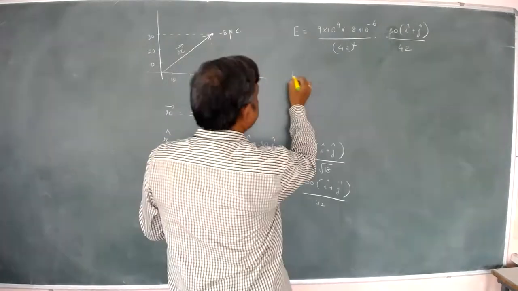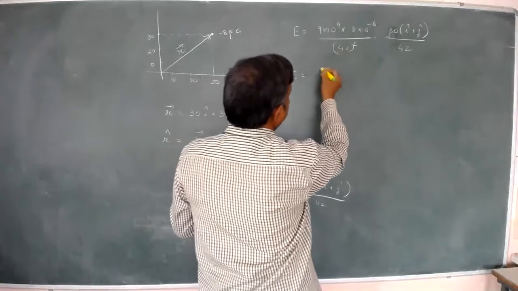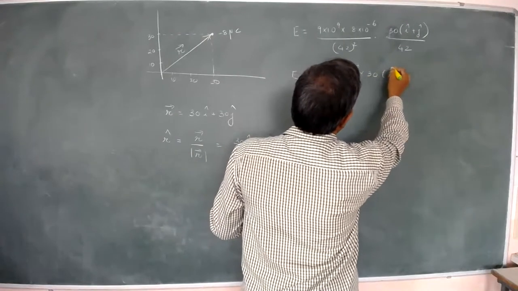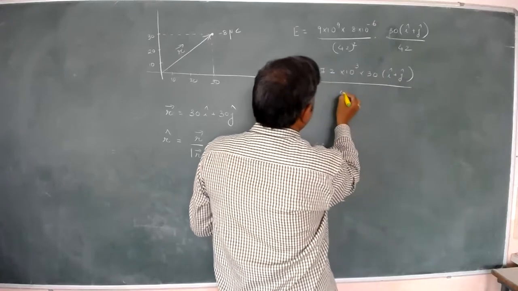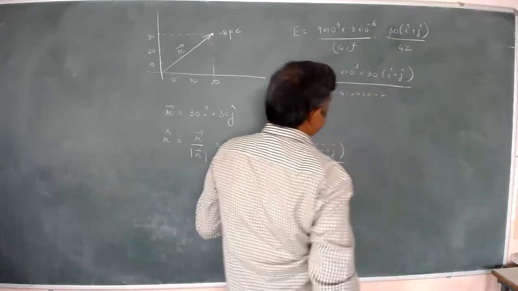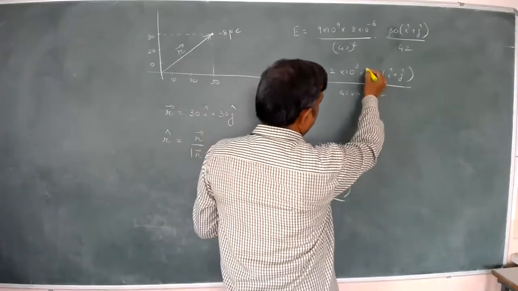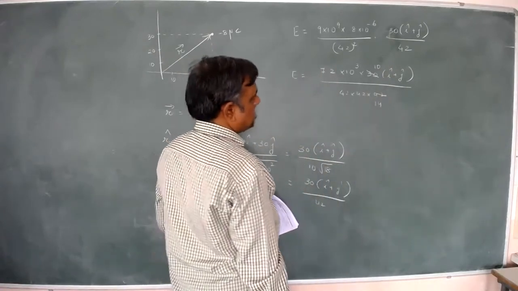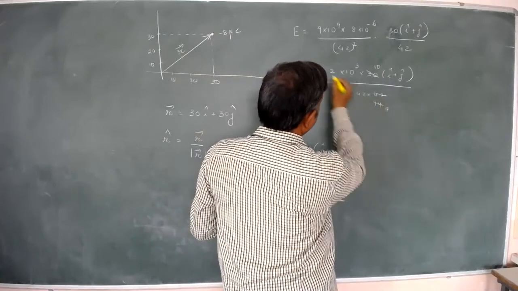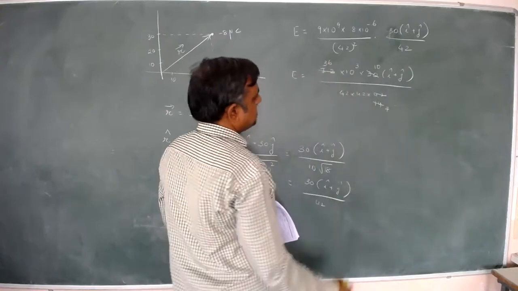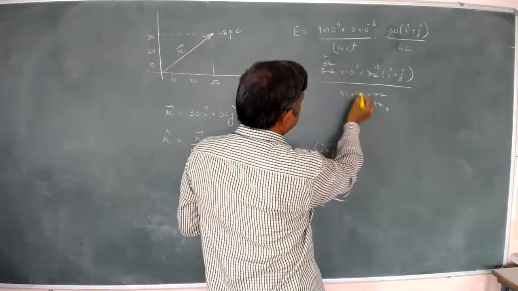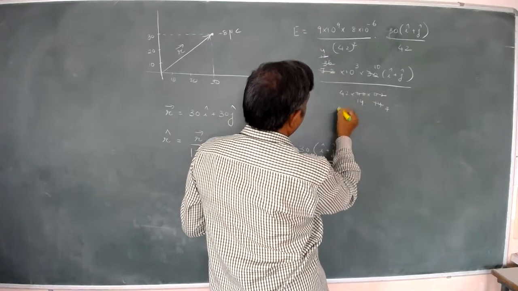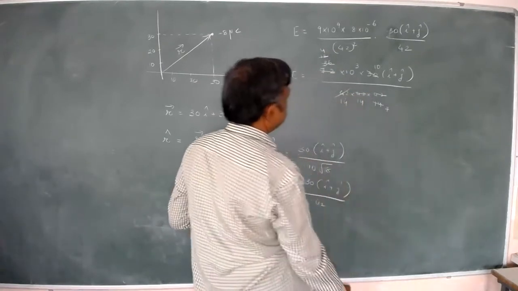Now coming to the second, E is equal to, so here this is 72 into 10 power 3 into 30 into i cap plus j cap, divided by 42 into 42. So cancellations wherever they are possible. So here this is 10 times, this is 4 times, this is 7 times, 36 times, this is 12 times, 14 times, this is 4 times. This is 14 times third table.